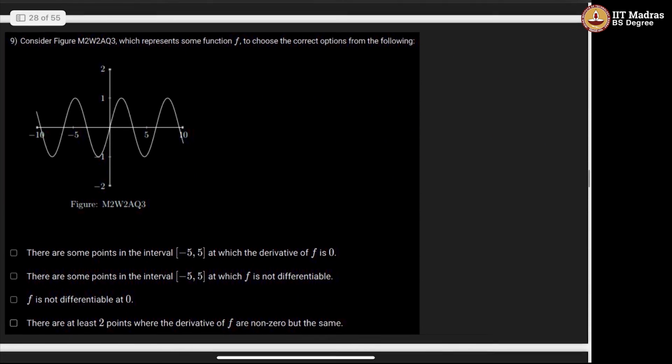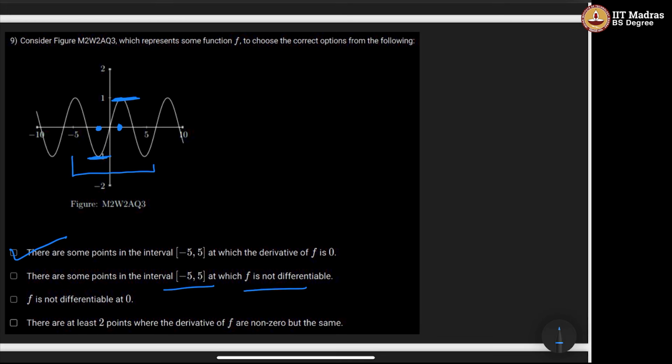Let's move to the next question. There is a graph given. Now we have to check the options. There are some points in the interval minus 5, 5 at which the derivative of f is 0. Clearly, this is a point in the interval minus 5, 5, and the derivative at the point is 0. Similarly, at this point, the derivative is also 0. So there are some points at which the derivative is 0.